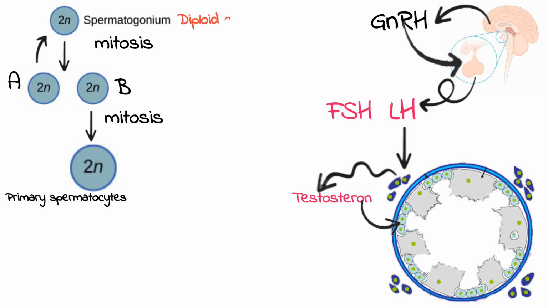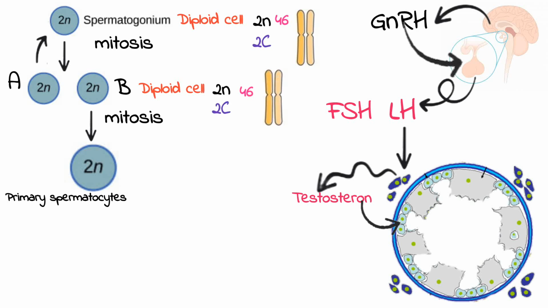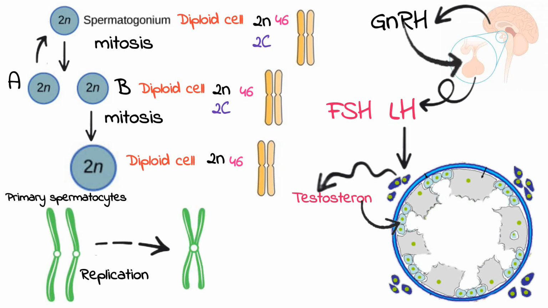Spermatogonia are diploid cells, meaning each chromosome is in pairs, 2N and 2C. Similarly, both type A and type B cells are also diploid, 2N and 2C. When primary spermatocytes arise from type B cells, they are also diploid, 2N and 2C. After this, primary spermatocytes replicate their DNA. Now, each chromosome contains 2 DNA strands, but it is still a diploid cell because each chromosome is still in pairs. At this point, the primary spermatocyte is represented by 2N and 4C.